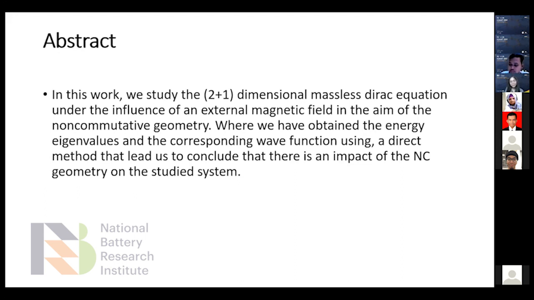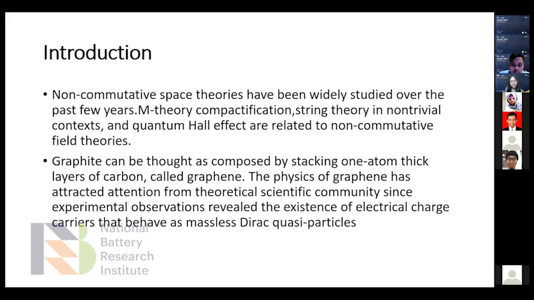At the end, we are going to conclude that the effect of the non-commutative geometry has influenced this studied system. Moving on to our introduction, which gives some details about the non-commutative geometry and about graphene, the material that we have to deal with in this geometry.